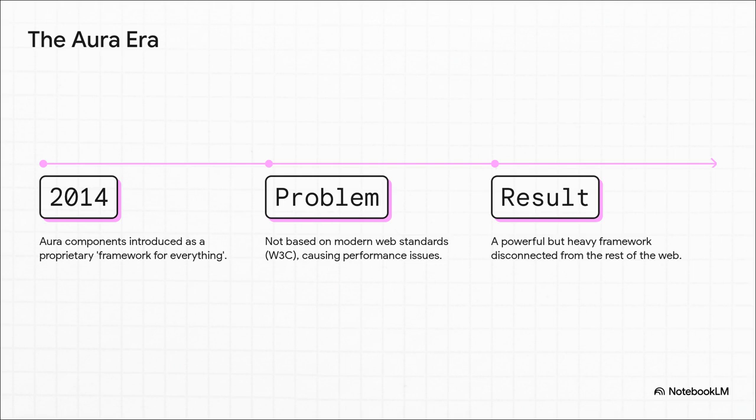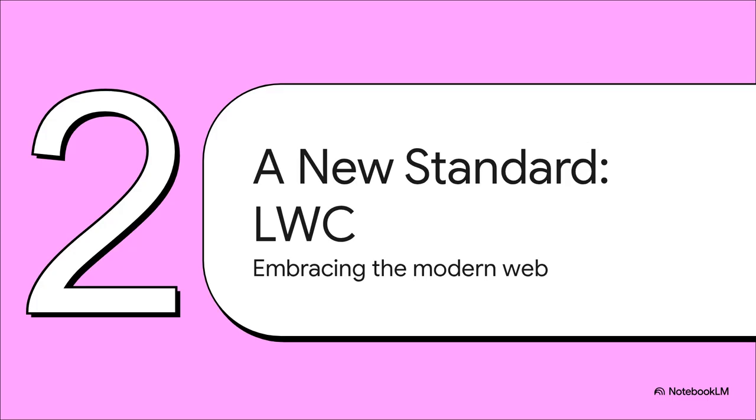It wasn't built on the web standards that all the browsers were starting to agree on. Think of it like a proprietary MP3 player that could only play one type of music file. It worked, but it was disconnected from the rest of the world, and it could be kind of clunky and slow. And then, fast forward to 2019, and boom, everything changes.